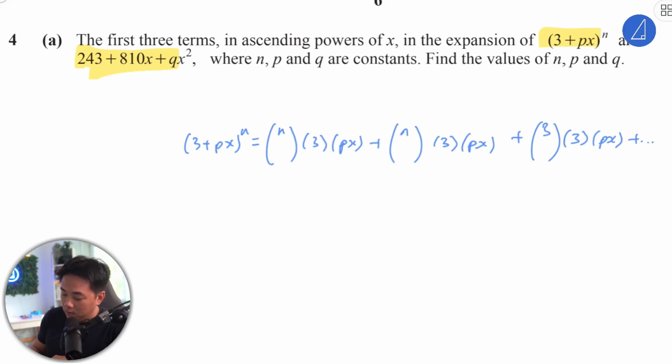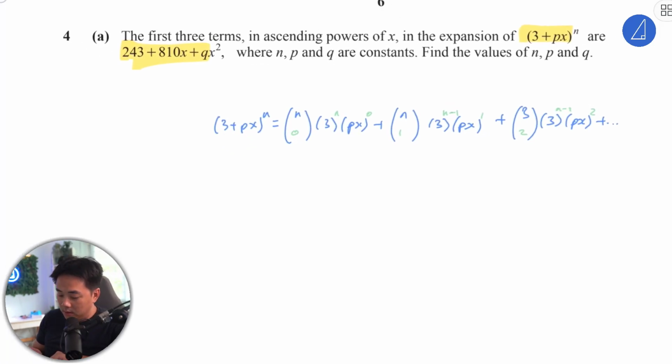So what I meant is this. It's 0, 1, 2. Then you ascend the power of x with 0, 1, 2, and the other power is n, n minus 1, n minus 2. Okay, that's that. So this is the first 3 terms.